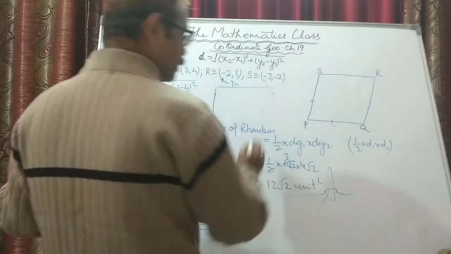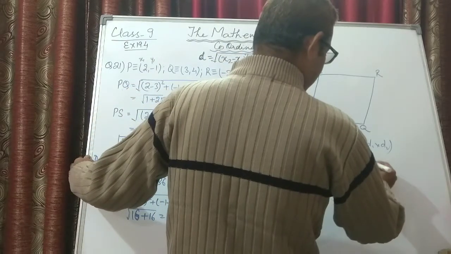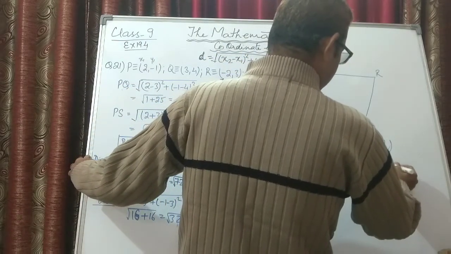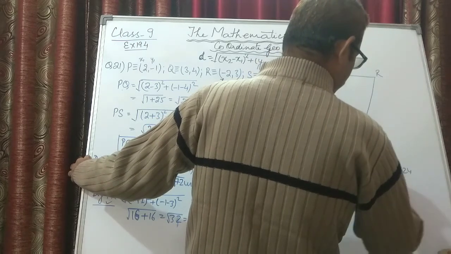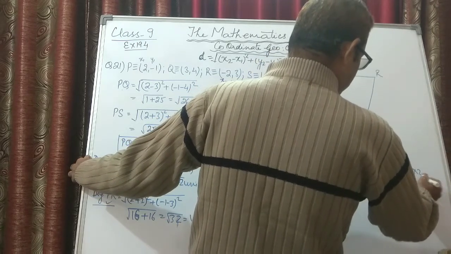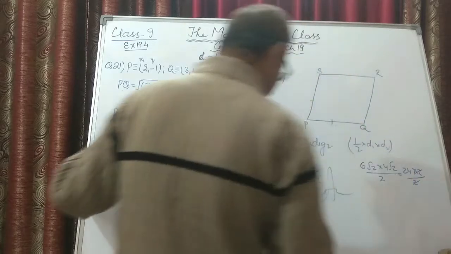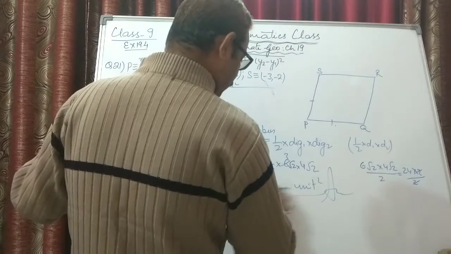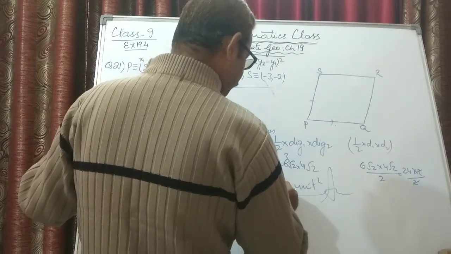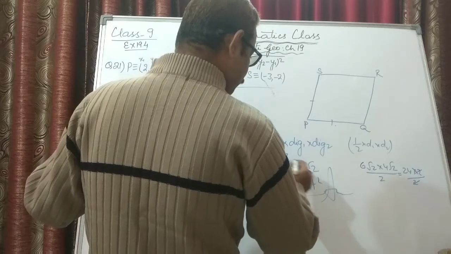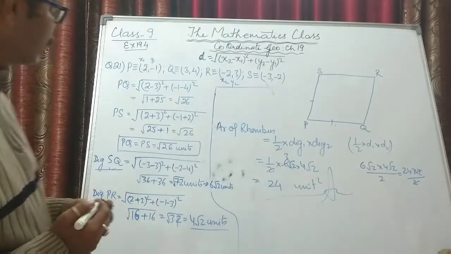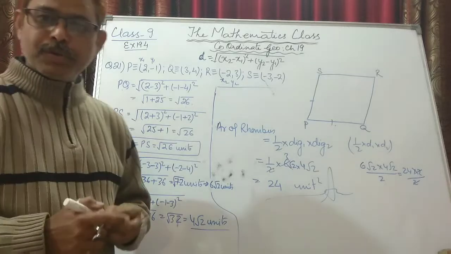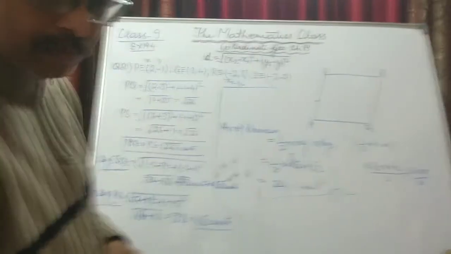So this is 6 under root 2 into 4 under root 2 upon 2. So 6 into 4 is 24. Root 2 into root 2 becomes 2, upon 2. 2 and 2 will cancel. So finally this value will come as 24 units. 3 4s are 12, 2 12s are 24. 24 unit square is the area of the rhombus. Now we move on to the next question.